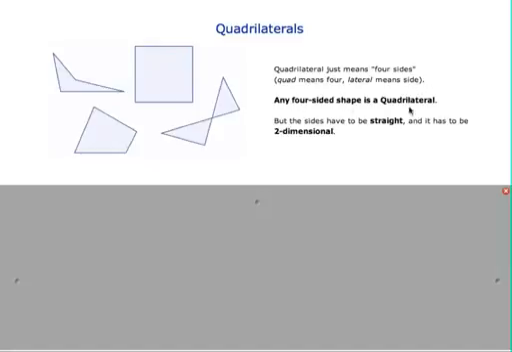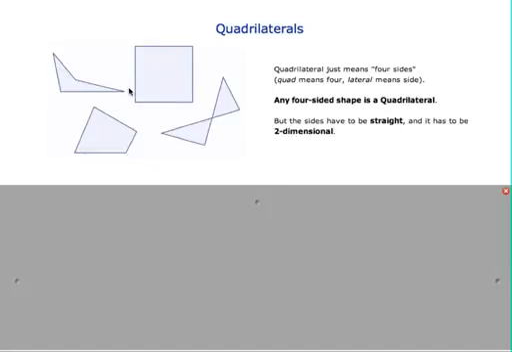Any four-sided shape is a quadrilateral, but the sides have to be straight, and it can't be 3D. It has to be two-dimensional. If you look at my four examples here, which ones do you think are quadrilaterals? This shape has four sides, and they are straight. Is this a quadrilateral?